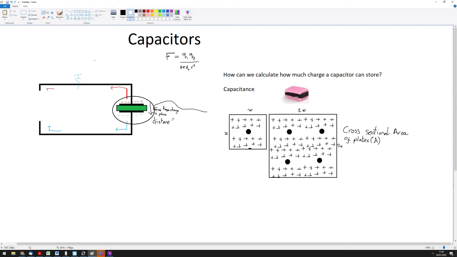But the second thing that affects it is the distance between the plates, and we call that D. One other thing affects how much charge we can store on a capacitor.